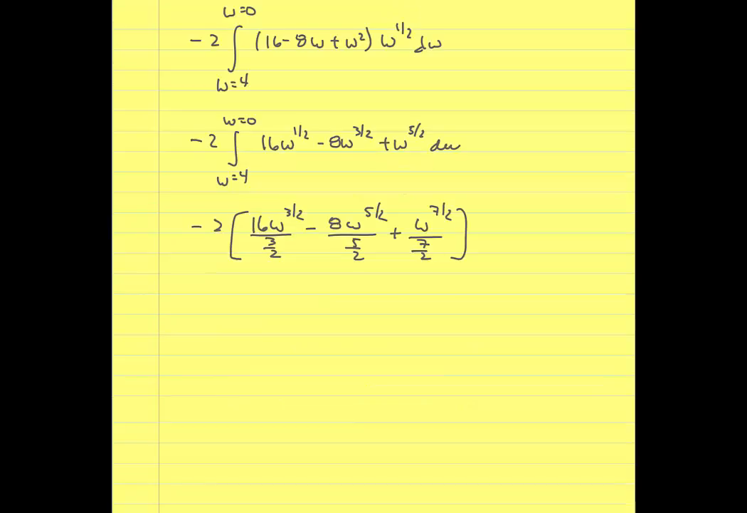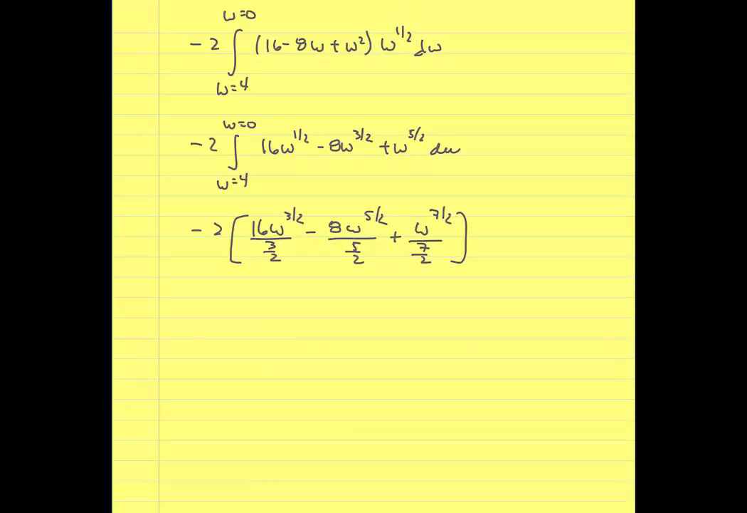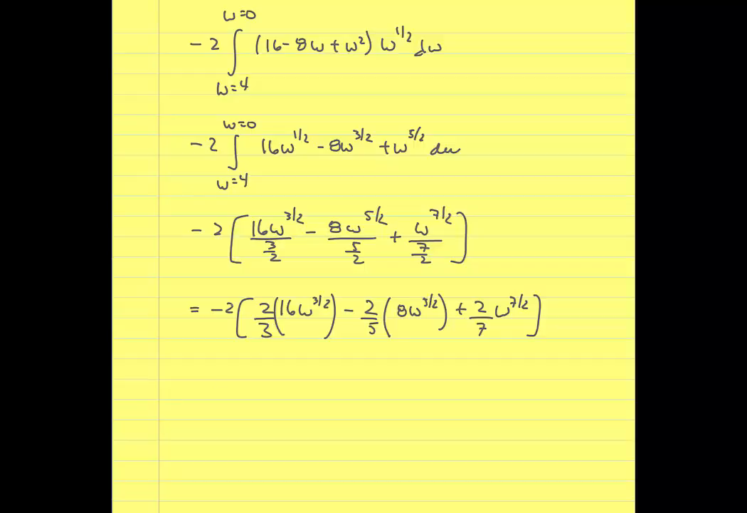Now we could evaluate this right now, but I don't think I want to quite yet. I think I want to flip these around and do some simplification, just a little bit of simplifying. So this would be 2/3 times 16w to the 3/2 minus 2/5 times 8w to the 5/2 plus 2/7. I'm just flipping everything. When you divide by a fraction, you multiply by the reciprocal. And you can see here then I have these 2's I could pull out. So that's negative 4. And I could also pull out a w to the 3/2.